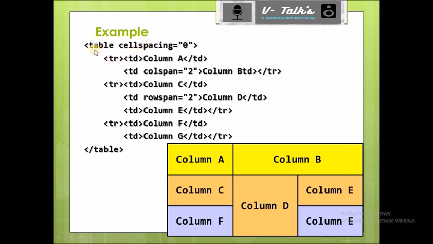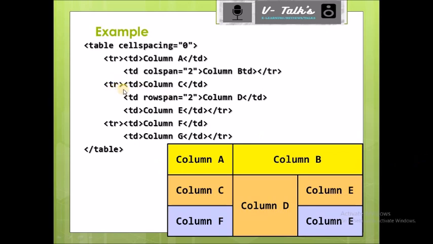Here, table tag, cellspacing 0, everything we gave. Now the first row we started: TR, TD column A, TD close. TD colspan 2, column B. That means here two cells are merged in the first row. So that is created. TR close, which means the first row is created.